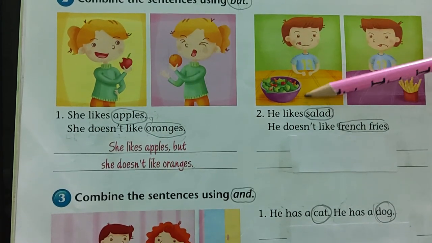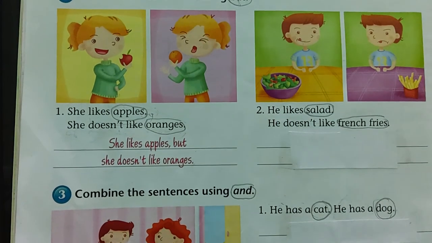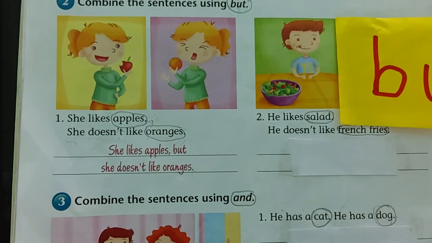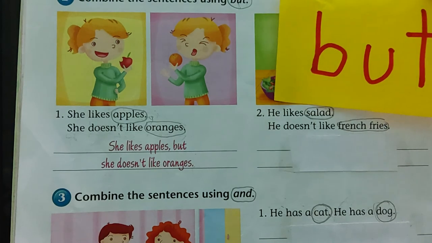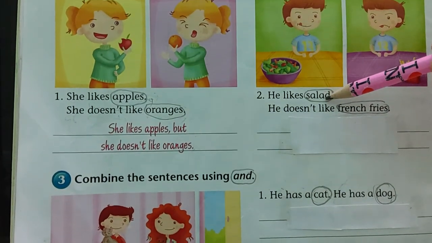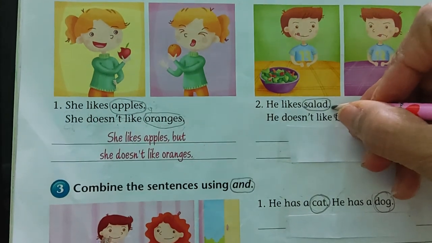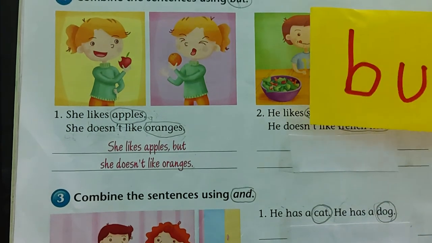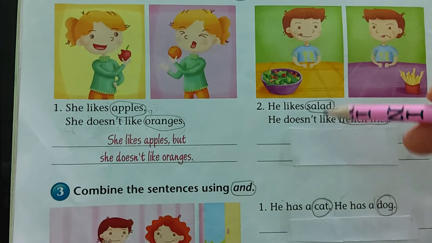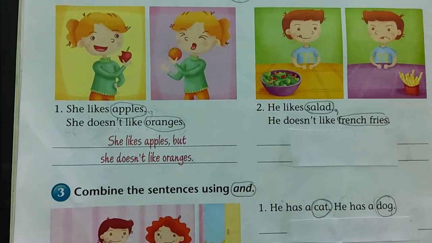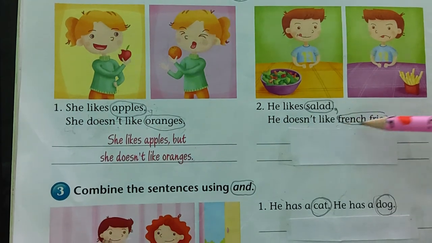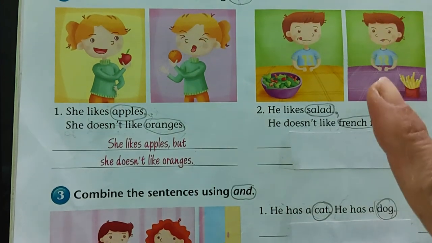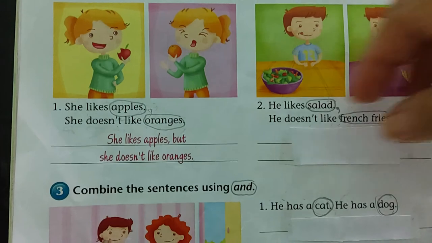So we are going to make one big sentence connecting sentence number one with sentence number two using the word but. Okay? So we are going to drop the period. There was a period here. And then I have to write a comma. And then I use my word but. See? He likes salad, but. Ahí viene el pero. He doesn't like French fries. So out of these two sentences, we make one sentence. So let's see what is the answer.